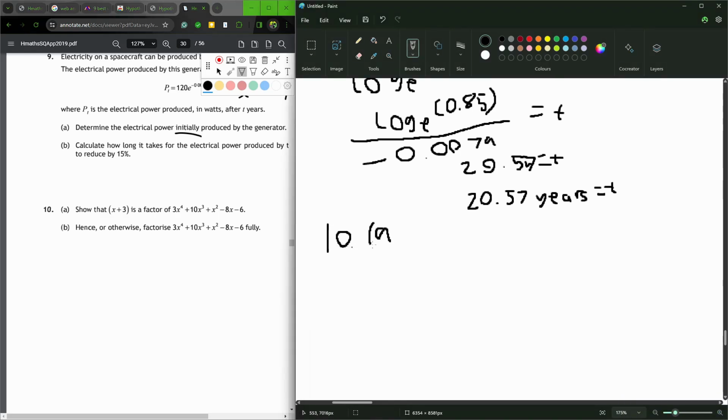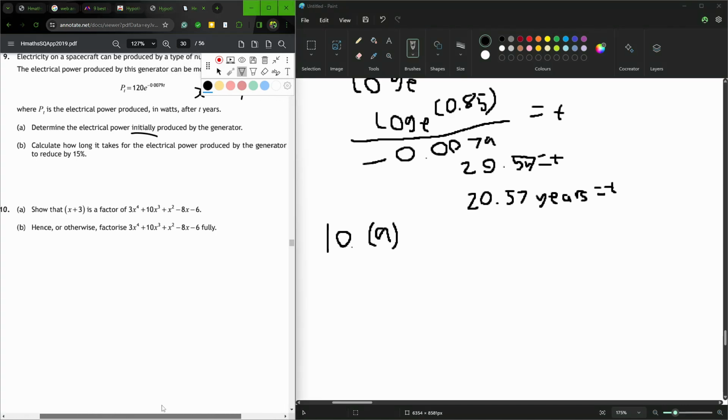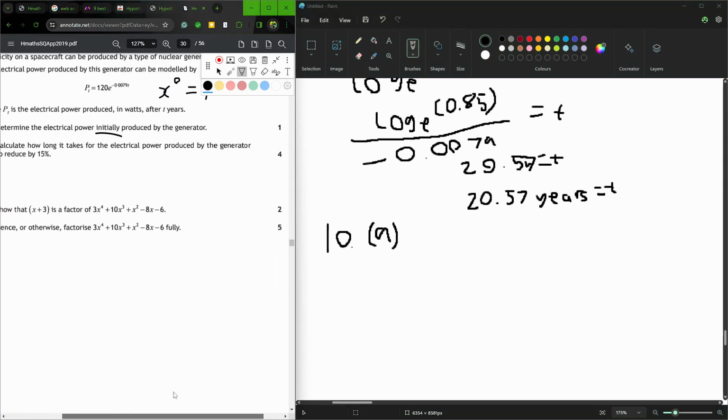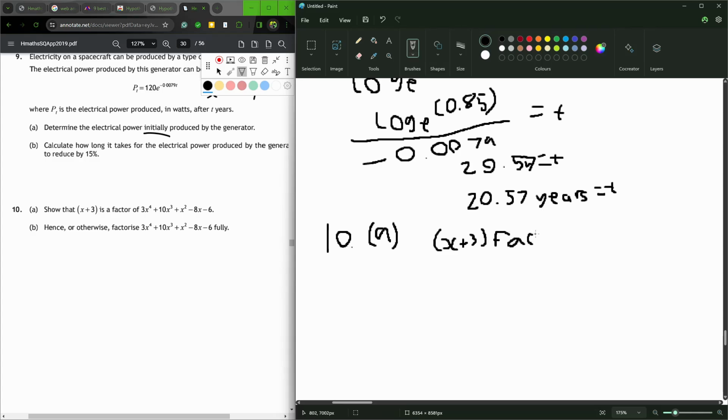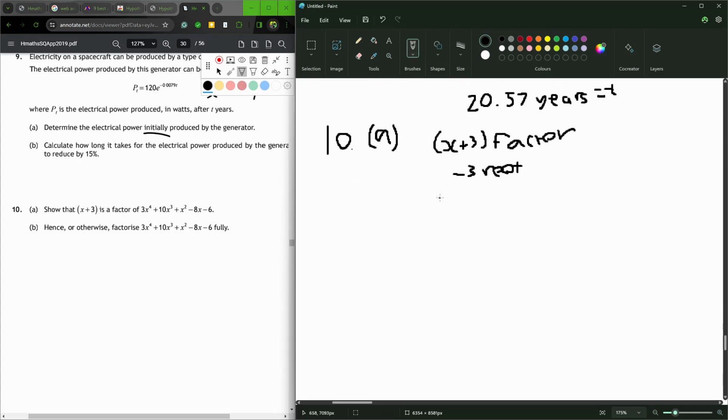Show that. That's a gift. That means it tells us the answer. But we need to show that x plus 3 is a factor of this horrific thing. So if x plus 3 is a factor, then that means that minus 3 is a root. And that means we can use synthetic division, isn't it called, to figure this one out.